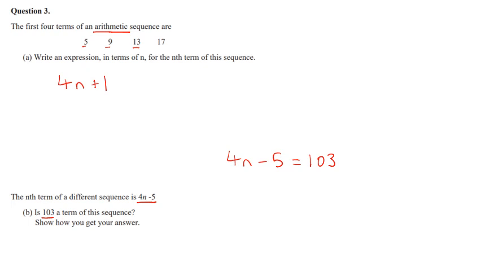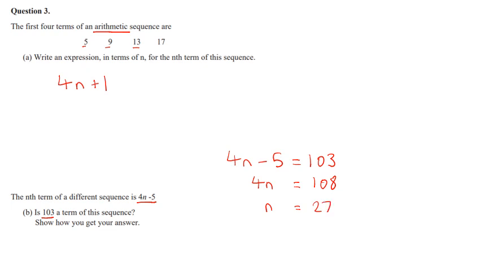Now obviously, because n is a position in the sequence, n would have to be a whole number, so anything else wouldn't work. So we can go through and now solve this equation. We can add 5 to both sides and get that 4n would have to equal 108. We can then divide through by 4 and you get that n is equal to 27.